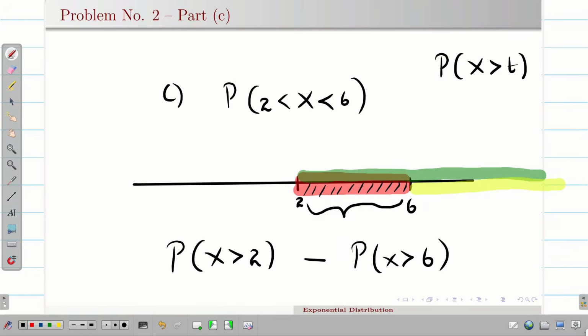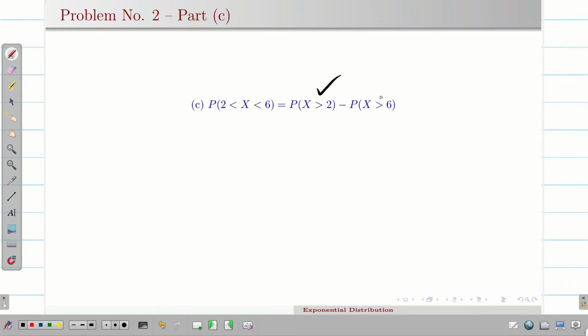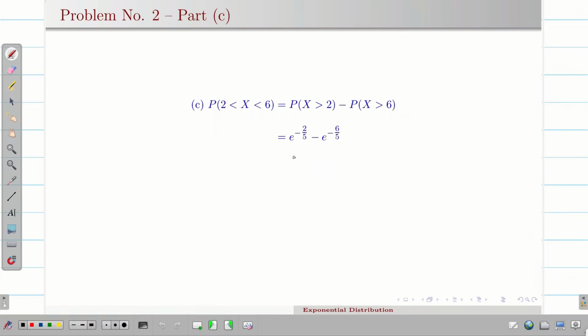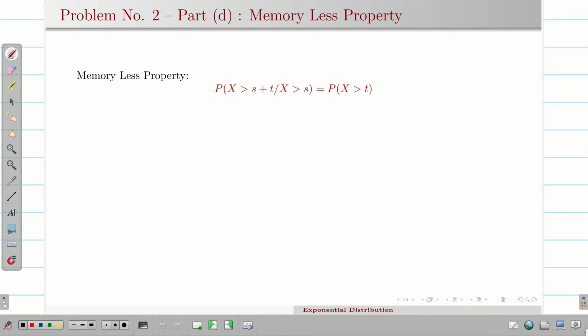Therefore, probability of x lies between 2 to 6 is probability of x greater than 2 minus probability of x greater than 6. Now, using equation 1, I can rewrite this as e power minus lambda into 2 minus e power minus lambda into 6. We know the value of lambda is 1 by 5. So e power minus 2 by 5 minus e power minus 6 by 5. Using your calculator, you can find the value and the final answer is 0.3691. And we have the final problem.